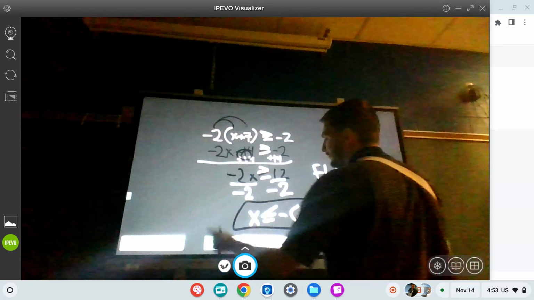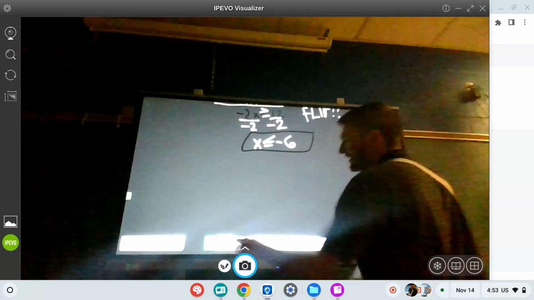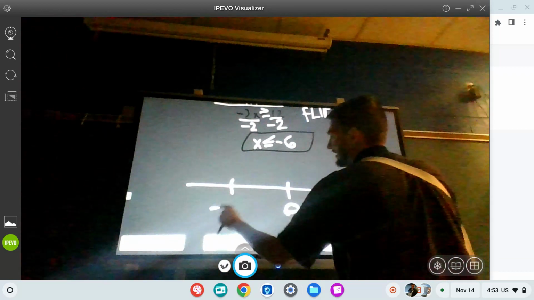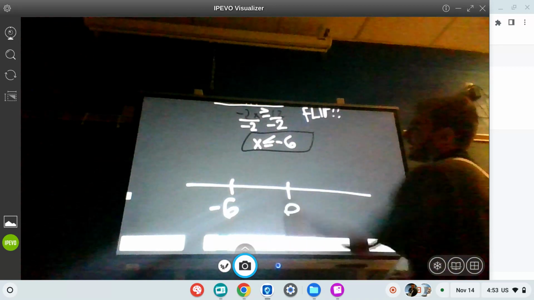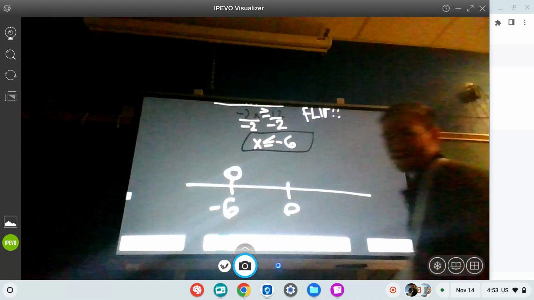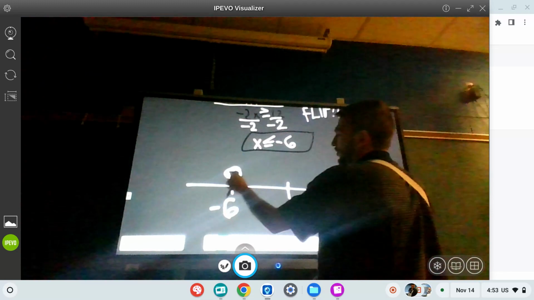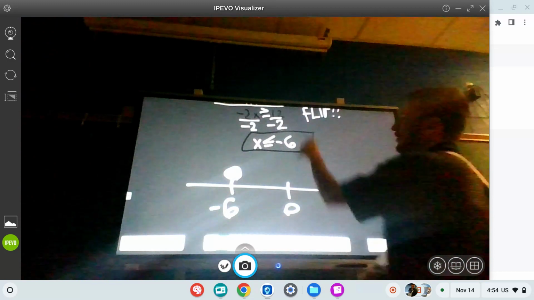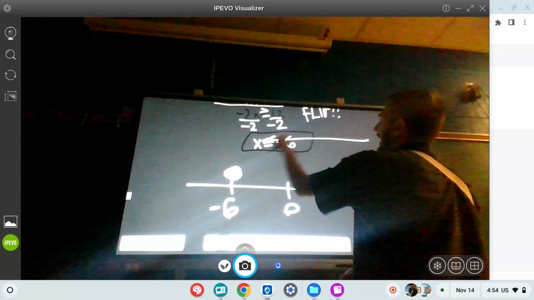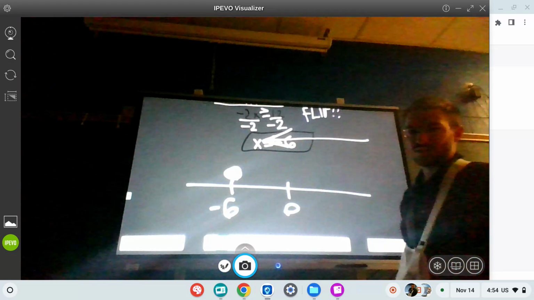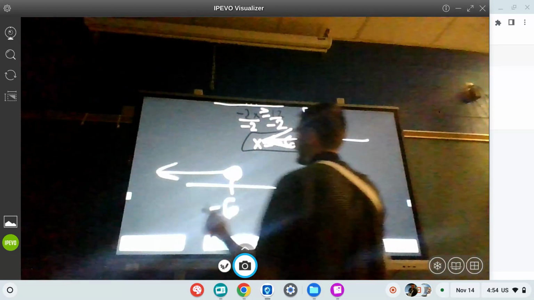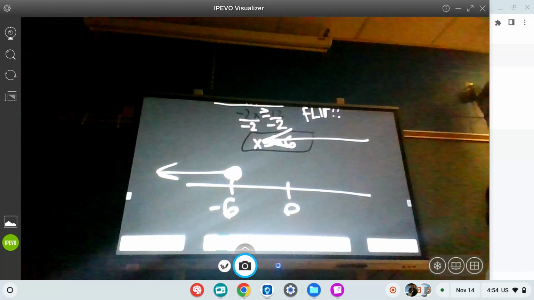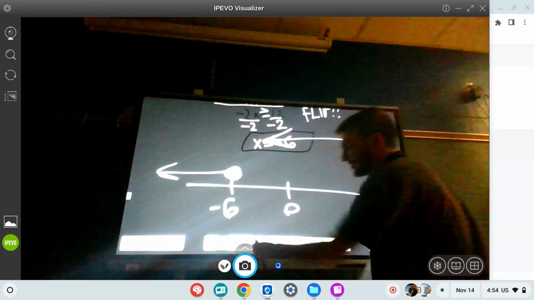Now, just to practice graphing this line, 0 in the middle, negative 6 on the side, circle on top of the negative 6. We're going closed because it has an equal sign. And what direction am I going? I'm looking at this arrow and I'm going that direction. So I'm going to the left, towards the negative numbers. Sweet. Next question. Moving on.